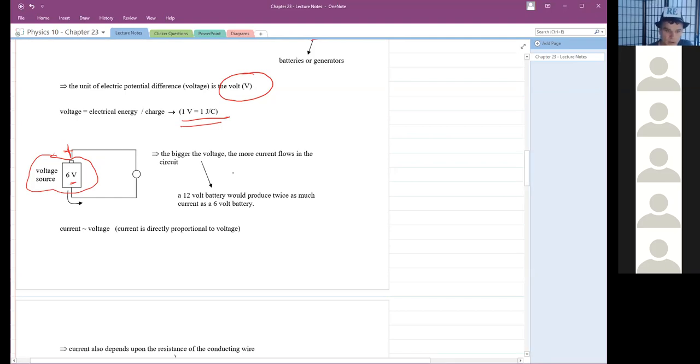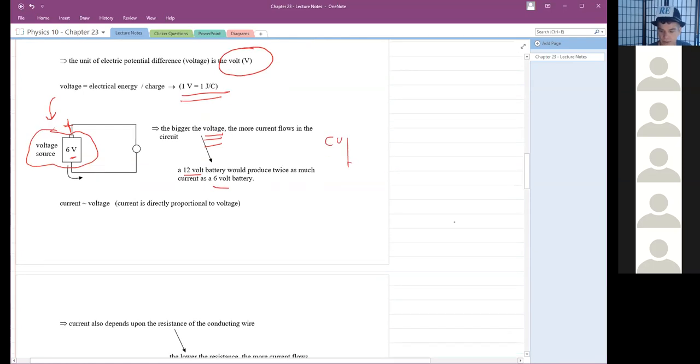And what we know is that the bigger the voltage, the more current flows. So this particular circuit with a 6-volt battery is going to have a certain amount of current in it. I don't know what that current is unless I know the resistance. But what I do know is that a 12-volt battery is going to produce twice as much current as a 6-volt battery.